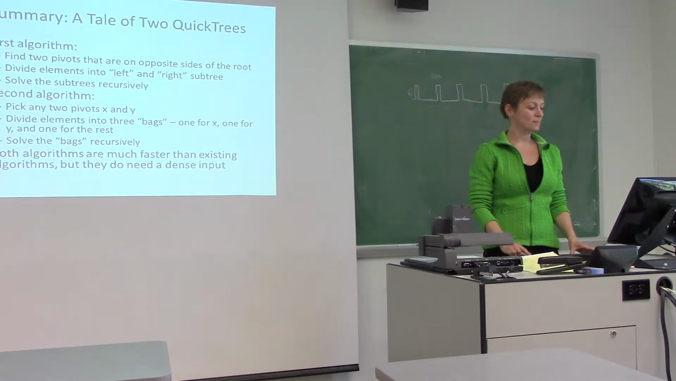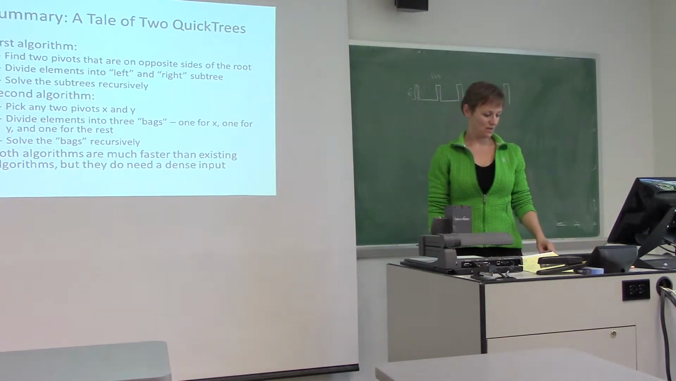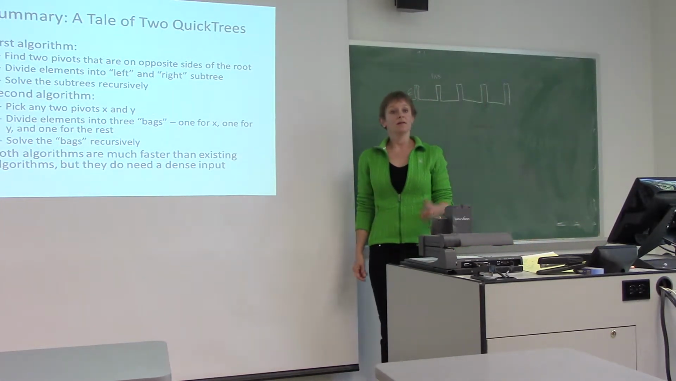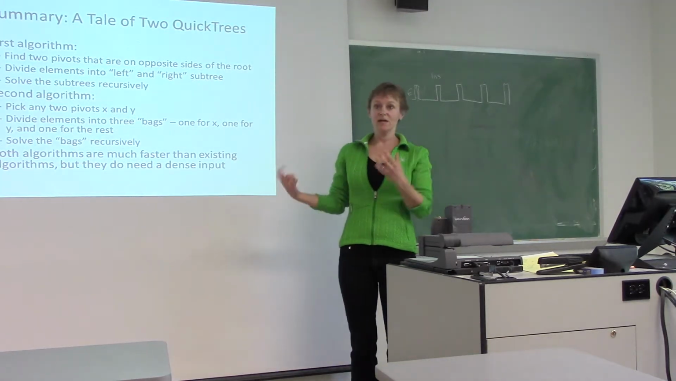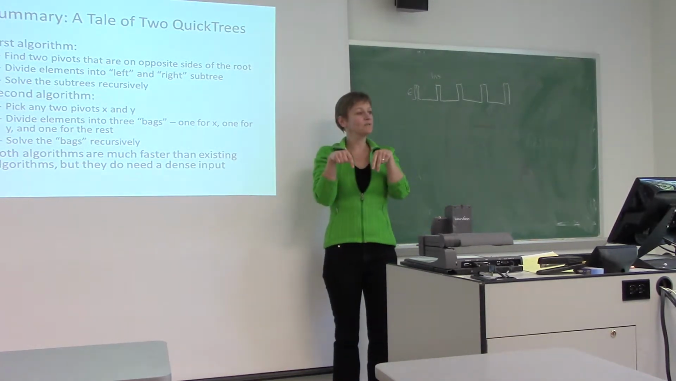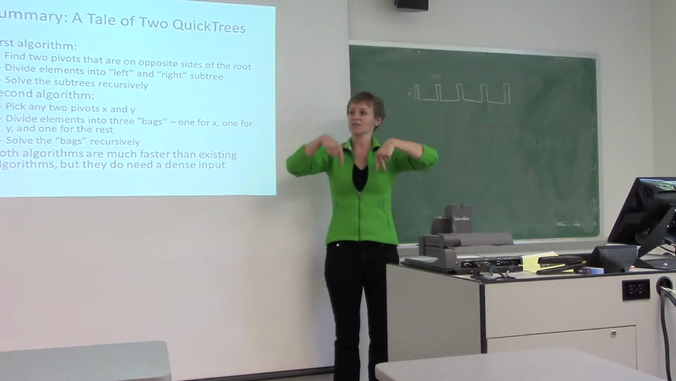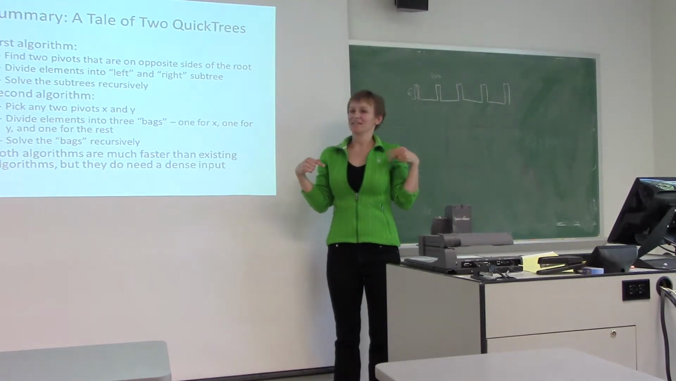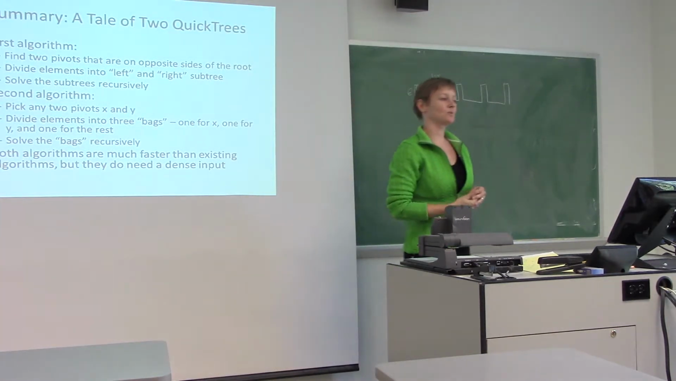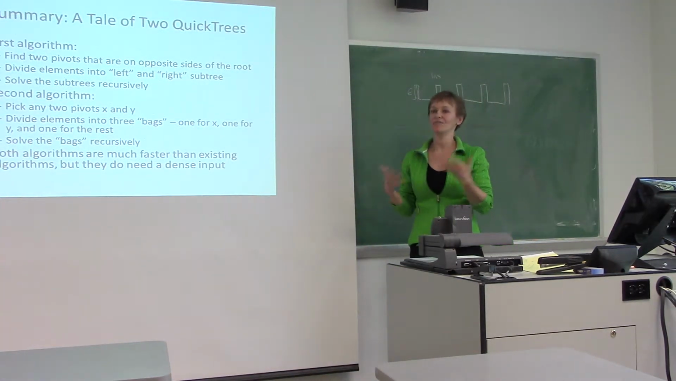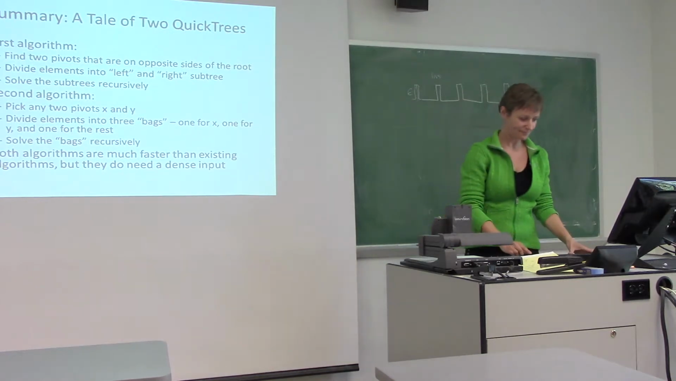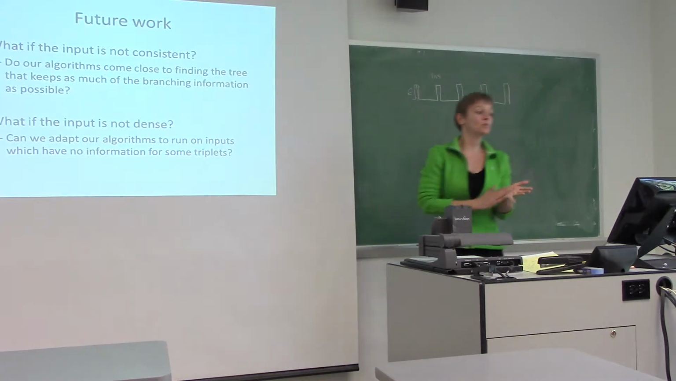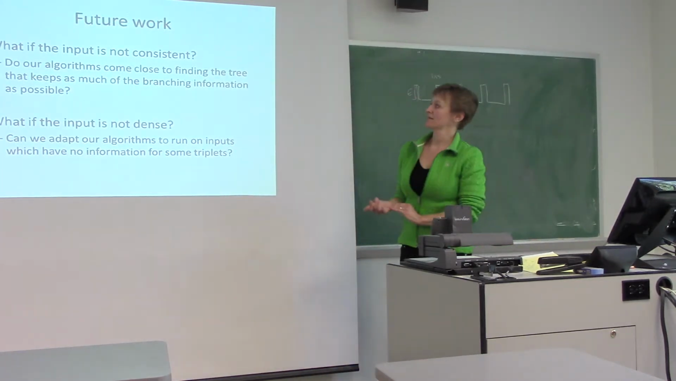So both algorithms are much faster than the existing algorithms, but they do need a dense input. So these algorithms only work if for every triplet, we know these two are closer to each other than that one, which I think is not that realistic. Like in actual biology applications, you're not going to have all that information. So that's future work.